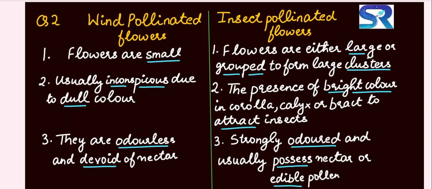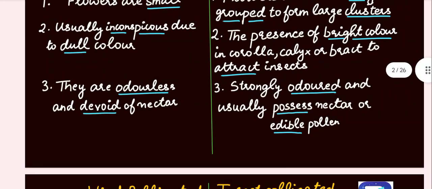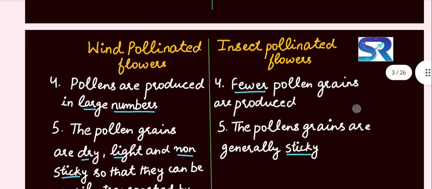First, flowers are either large or grouped to form large clusters, and the presence of bright colored corolla, calyx, or wreath to attract insects. Strongly scented and usually possess nectar or edible pollen.